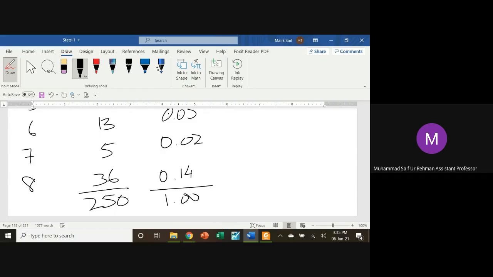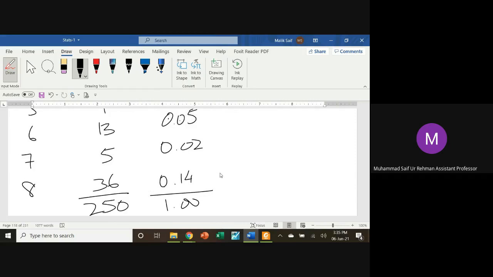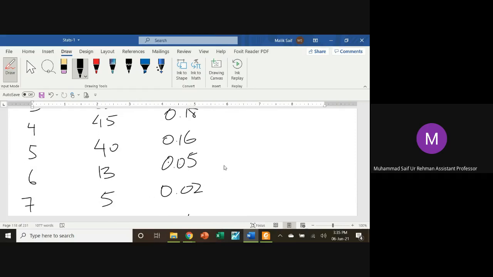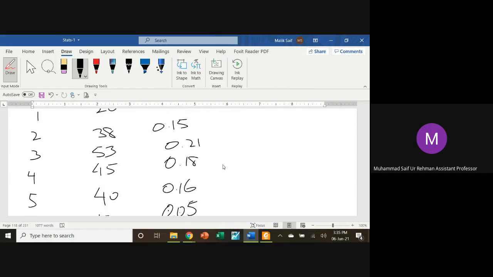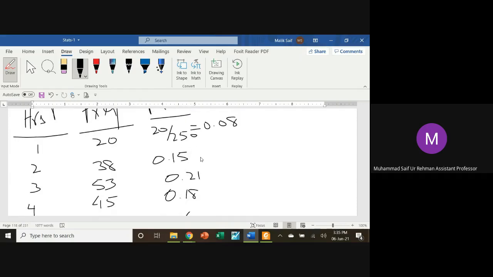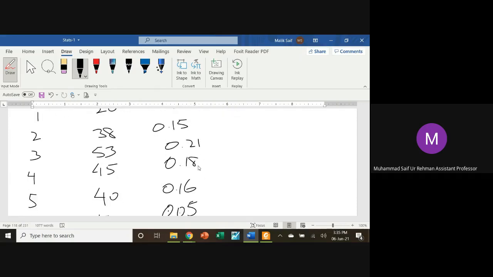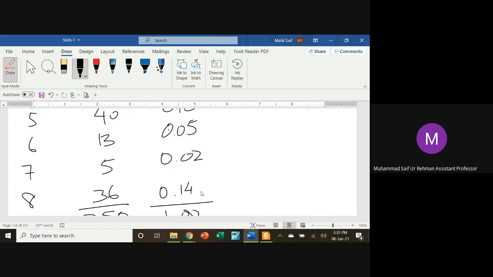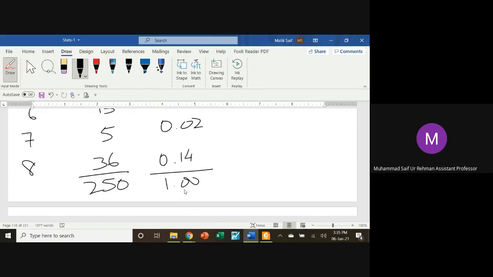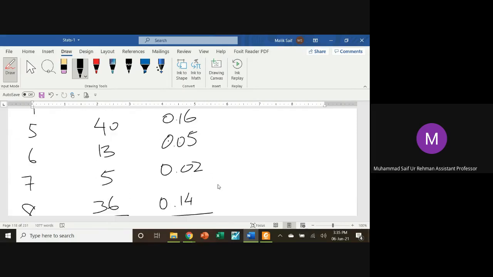The answers must add up to 1. You may add them. If it is not exactly equal to 1, it means there is some issue of rounding off the figures, so it may be slightly above or below 1. But if you take all decimal points into account, it will exactly equal 1.